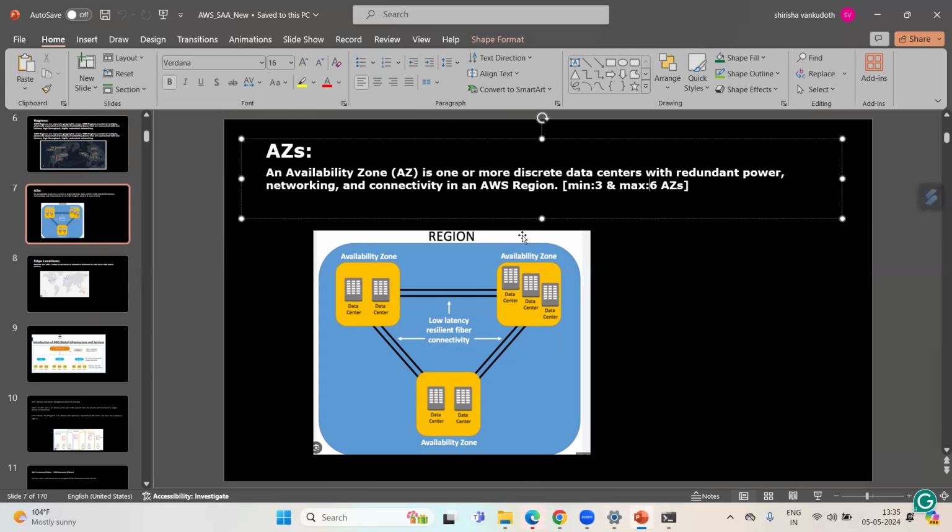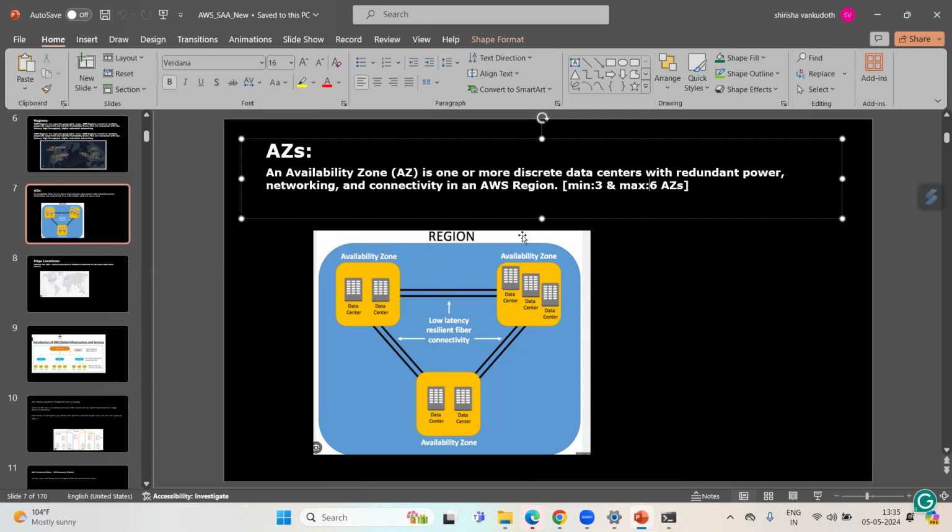But we do not know what is within the availability zone. Let's say one availability zone in the Pune region: they will keep maybe one data center in Pune, maybe one in Mumbai, at least a few kilometers away. They are making sure that if anything happens to one data center, it will not affect the other data center.